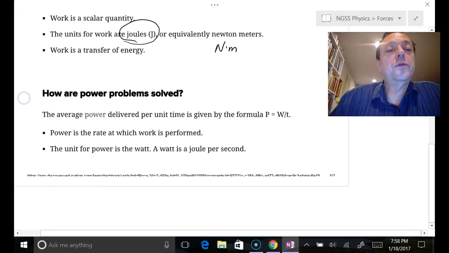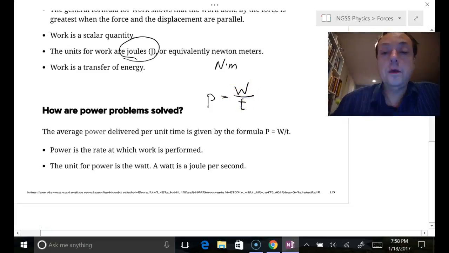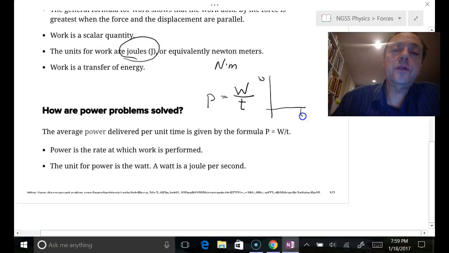So the average power. Okay. So if work is energy, then power is actually the work done per unit time. Okay? So if I were to plot work as a function of time, the slope of that line would be the power. Okay?